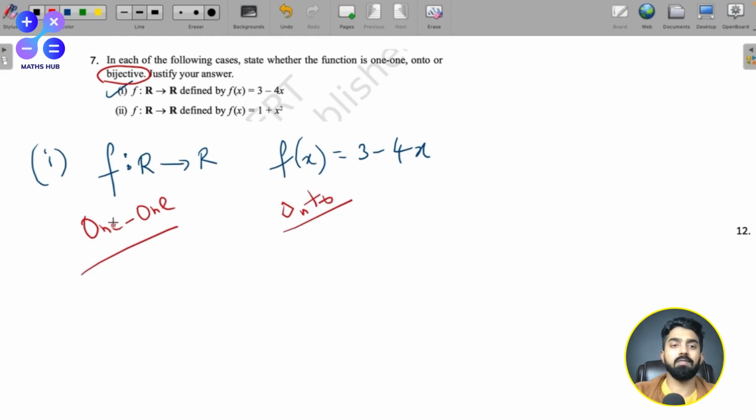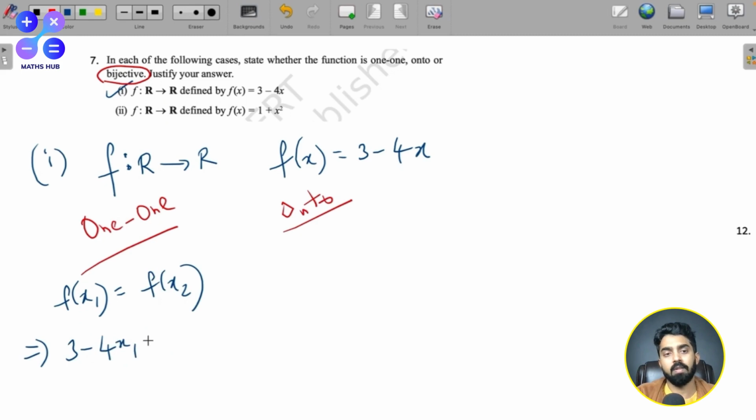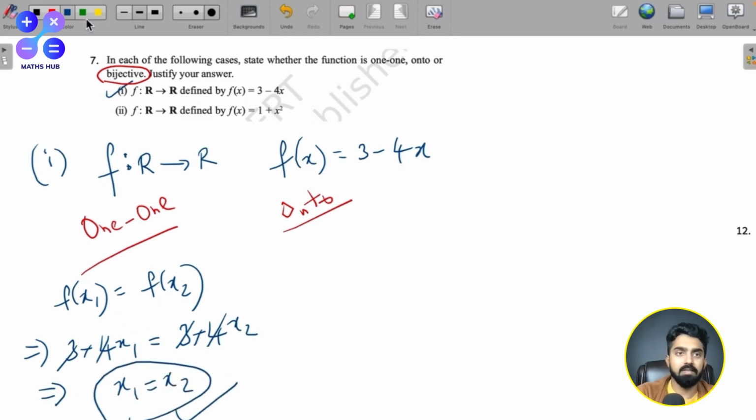So first we will check for 1 to 1. What do we do for that? We will have to check if f of x1 is equal to f of x2, then is x1 equal to x2. So what is f of x1? f of x1 is 3 minus 4x1. This will be equal to 3 minus 4x2. So you cancel out the 3's, you cancel out the minus, and you cancel out the 4 as well. So you get x1 equals x2. So that works, right? So this is a 1 to 1 function.